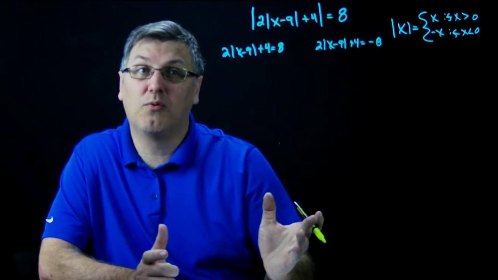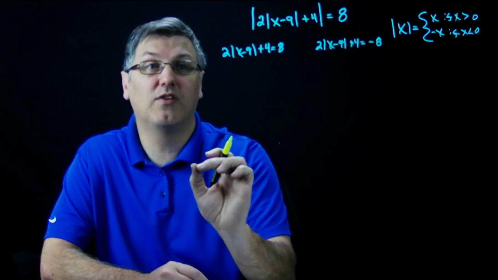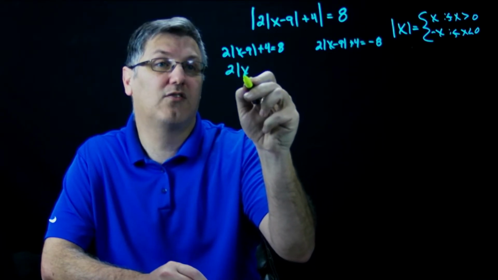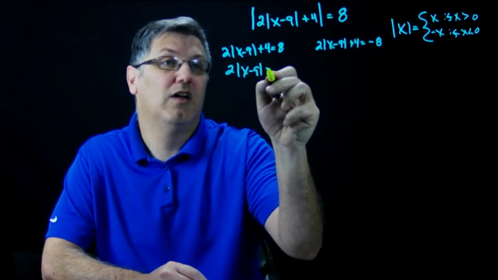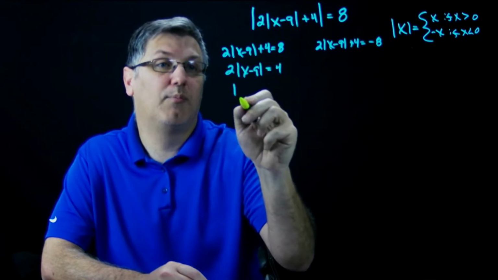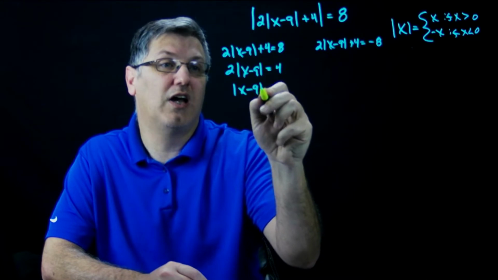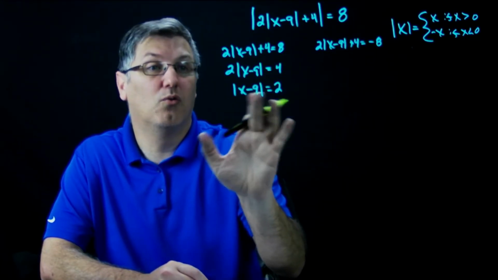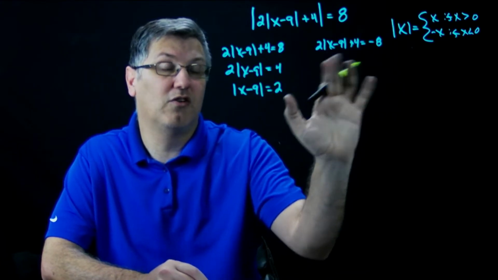So let's solve each one of these and get these absolute values by themselves. So here I'm going to subtract 4, and I'll get 2 times the absolute value of x minus 9 equals, when I subtract 4, I get 4. I'm going to divide by 2, and I get the absolute value of x minus 9 equals 2. So we'll come back and deal with this here in a second. Let's solve this one as well.